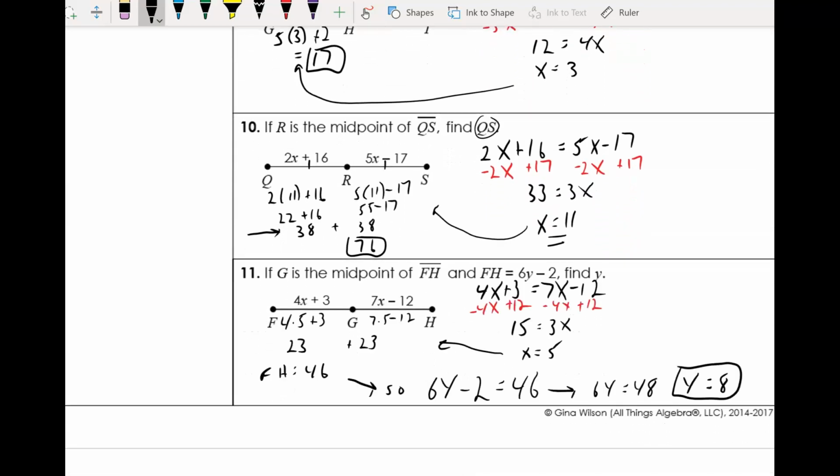Okay, if you follow the answers, you're going to get y equals 8. Follow the checkpoints. First, x equals 5. Each part is 23. The whole thing is 46.